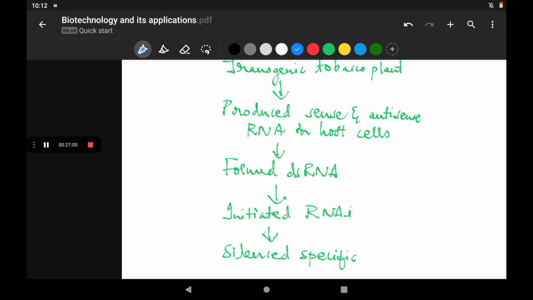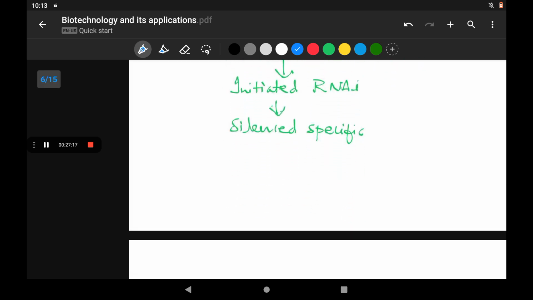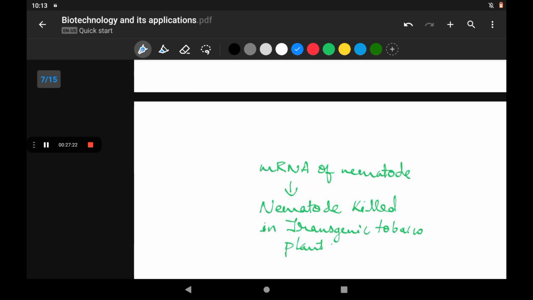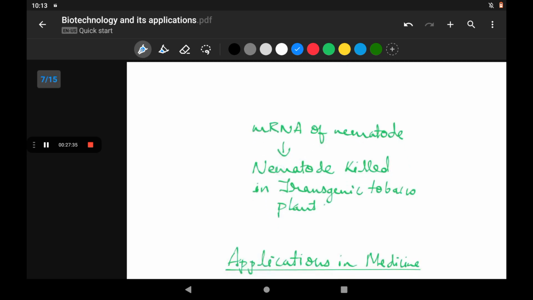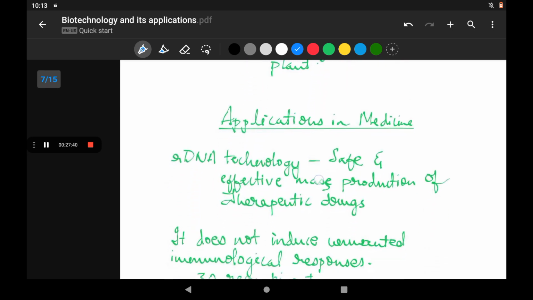So the specific mRNAs are broken down by the double-stranded RNA, and they silence the specific mRNA which is crucial for the survival of the nematode. So once this specific mRNA of the nematode is silenced, the nematode is killed, and that is how the transgenic tobacco plant avoids the nematode. So these are the key points that you should write down in a chart, to remember the points better. And many questions can be framed from them during NEET.